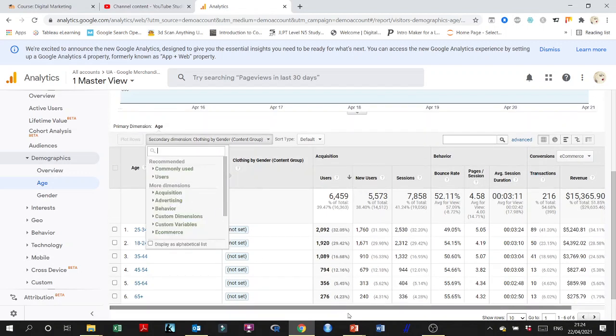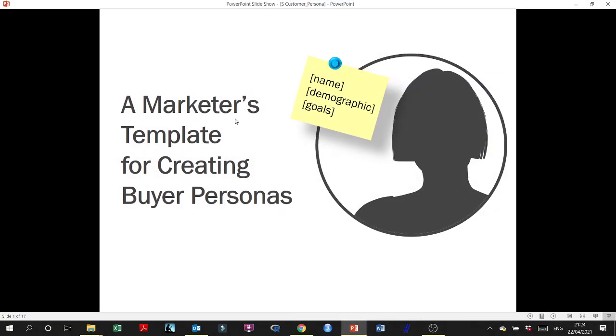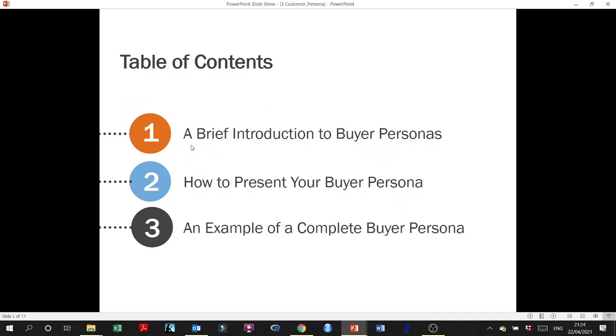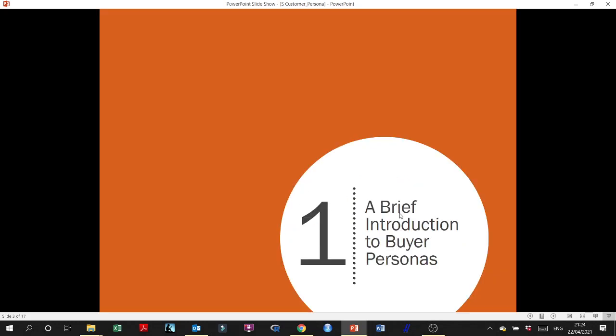In any case, let me now start my explanation of a template for persona. First, I'm going to start with a brief introduction to buyer personas, how to present your buyer persona, and then an example to guide you through it.